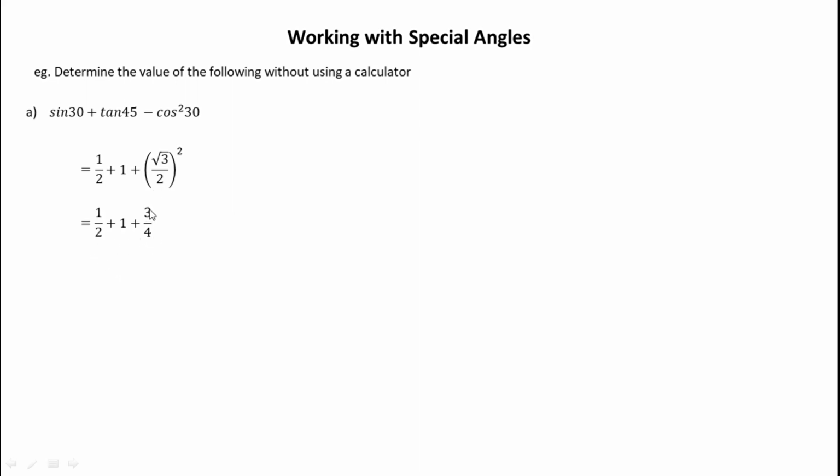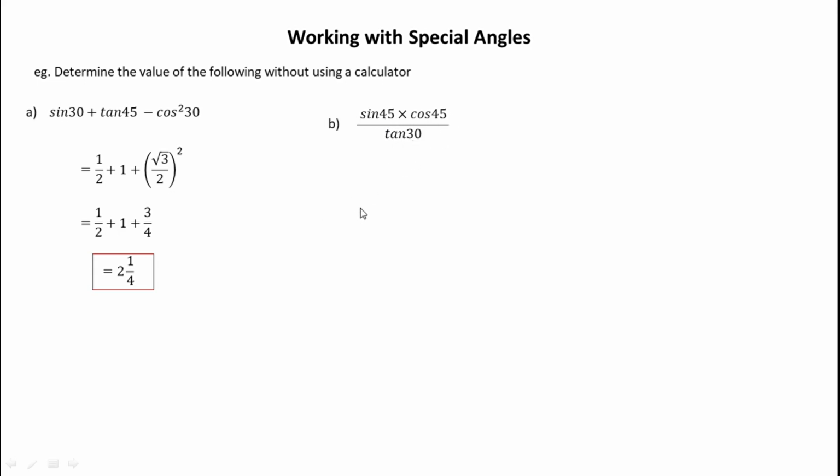And now it's just a case of adding fractions. A half plus 1 plus 3/4 is 2 1/4. Look at that. How wonderful. Question B. Sine of 45 times cos of 45 divided by the tan of 30. So, special angle, special angle, special angle.